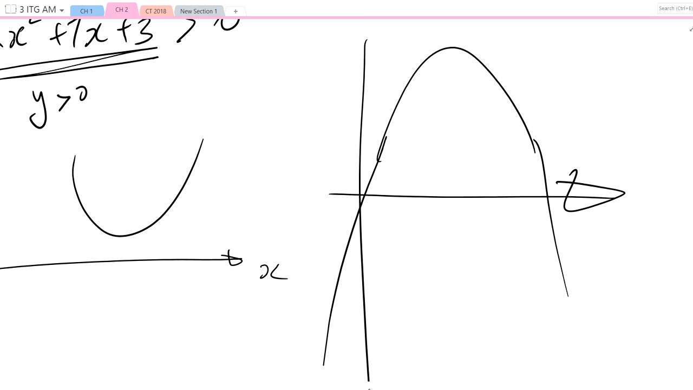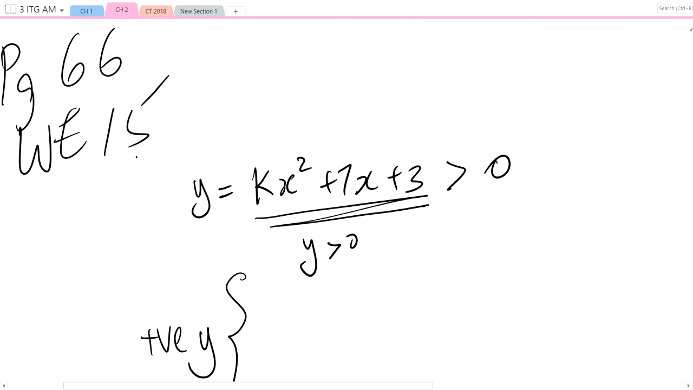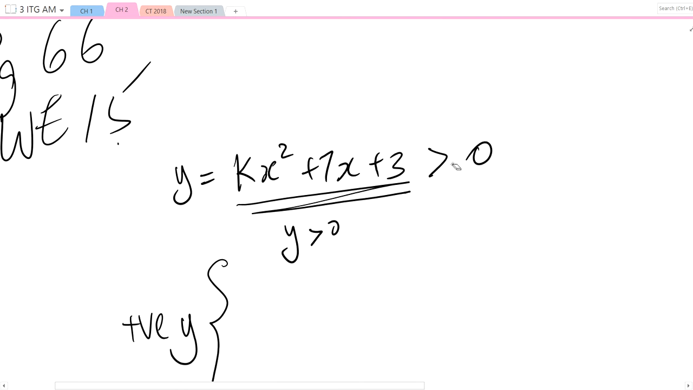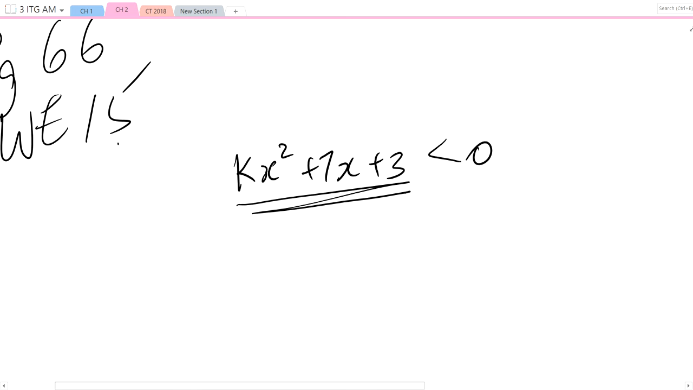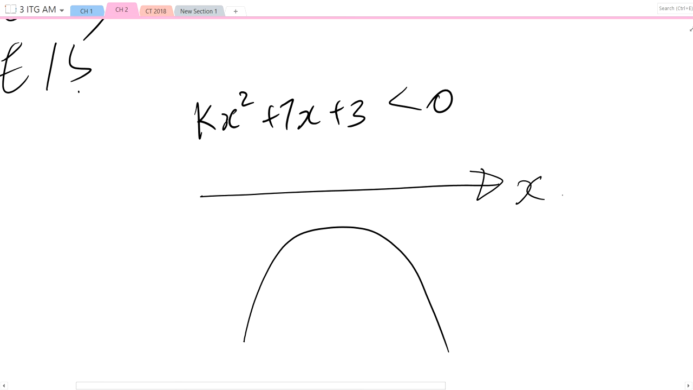Okay? What if I want to change the question? Let's say I want this to always be less than 0. What do you think is the shape of the graph now? Okay, this means that it will open downwards. What else? Below the x-axis. What other clues can you get from here? What is the range of value of k now? For this case, k must be less than 0, right? So that is a parabola opening downwards.